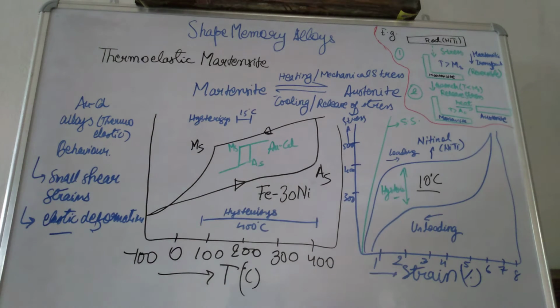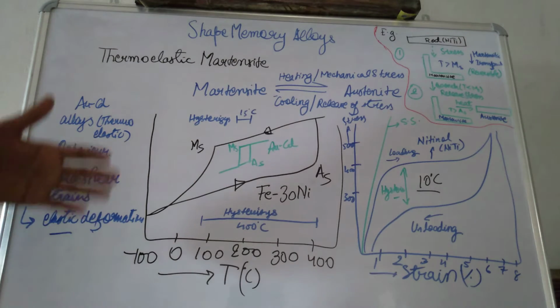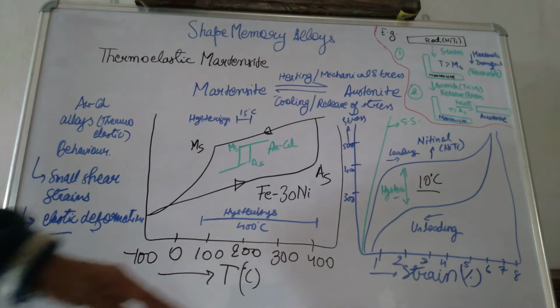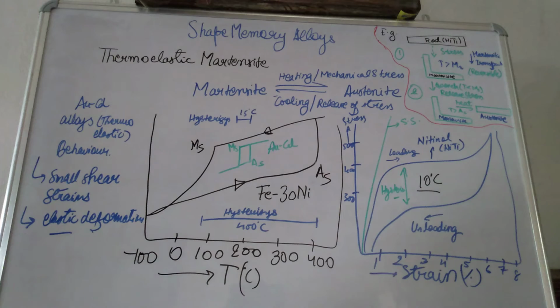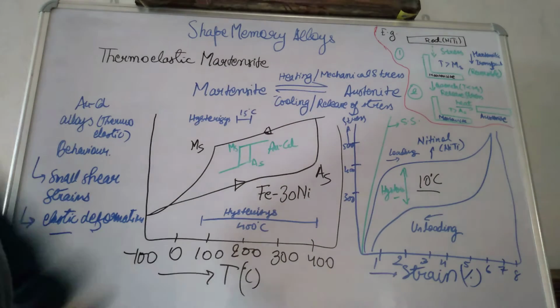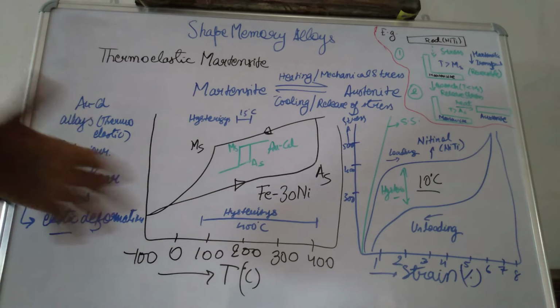Apart from this, some of the other advantages of this transformation are that very small shear strains are involved in the martensitic transformation in these alloys, and they are accommodated mostly under elastic deformation. So there is no plastic deformation, and they are used as smart materials in sensing and other applications.